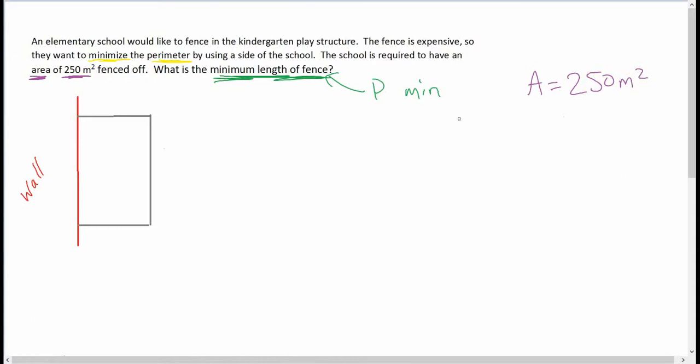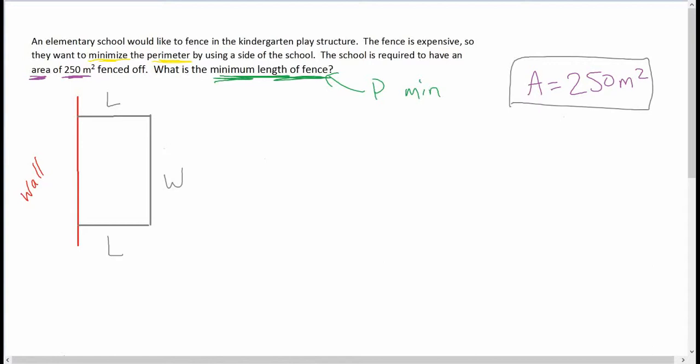So we made a diagram. We should label the diagram as well. So generally we have length, width, we have another length. The wall side of this rectangle, well, that's free. We don't have to put a fence up against it. So that's nice. We just have two lengths and a width. So we're trying to find an area of 250 meters.